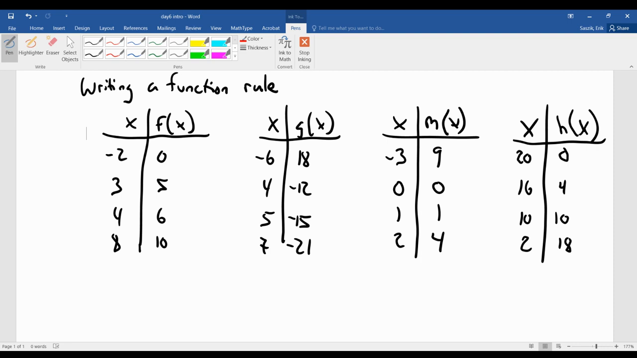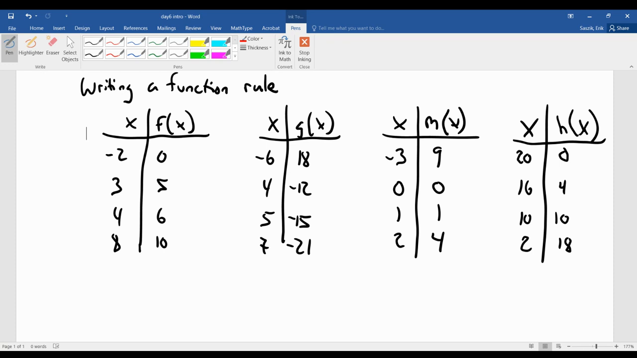So this is our input column, the X column, and the f of X or g of X or whatever, that's the output column. What we have to do is figure out what has to be done to each of these inputs to get to this output. But whatever you select has to work for all these rows, like for all these coordinate pairs, this X, Y. And you want to think about the basic arithmetic functions: addition, subtraction, multiplication, and division.